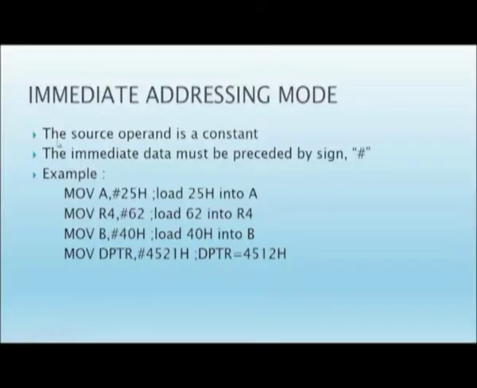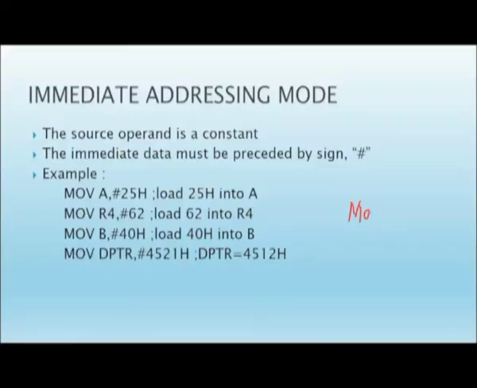Now we will discuss immediate addressing mode. Immediate addressing mode means the source operand is a constant. We use the instruction format MOV destination comma source, so the data always moves from source to destination. Here the source is initialized as a constant, that is, it is nothing but a number, which is indicated by the hash symbol. The immediate data must be preceded by the hash sign, and along with that we can give any kind of data.